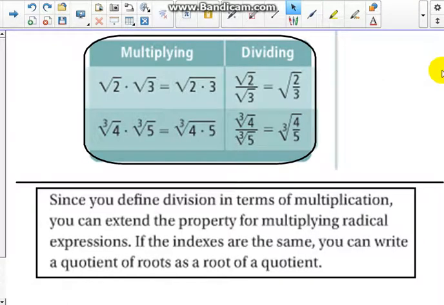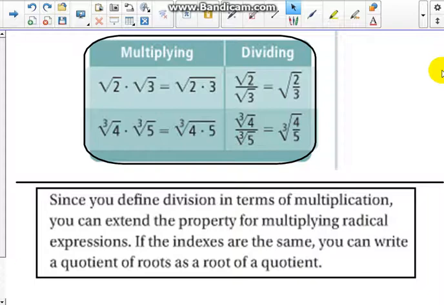Okay, so now we're back, and we're going to work on multiplying, which we did in the beginning, and dividing. So now we're going to work with division of radicals. Since we define division in terms of multiplication, we can extend this property for multiplying radical expressions. On the left is the multiplying that we discussed earlier, and on the right is our dividing. And now, if the indexes are the same, we can write a quotient of roots as a root of a quotient.